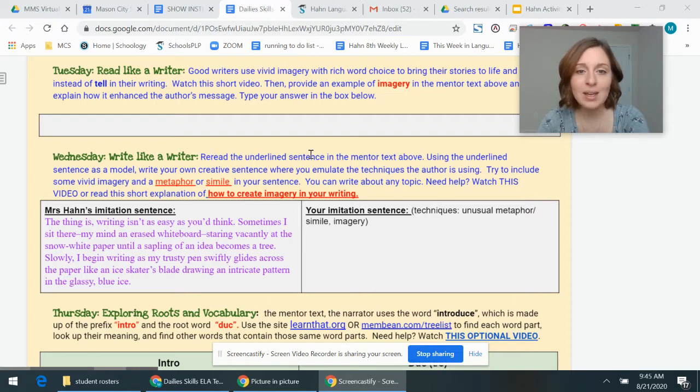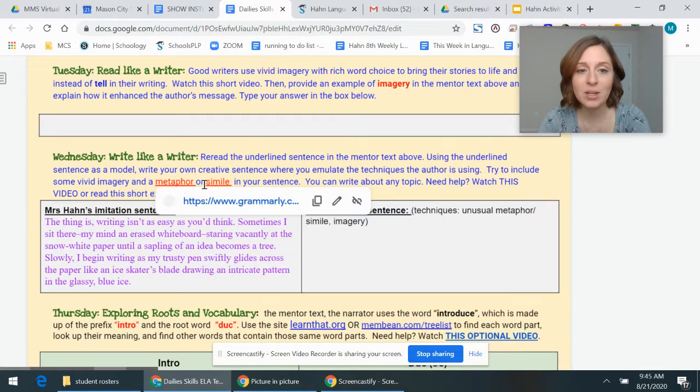It says reread the underlined sentence in the mentor text above. Using the underlined sentence as a model, write your own creative sentence where you emulate the techniques the author is using. Try to include some vivid imagery and a metaphor or simile in your sentence. You can write about any topic. If you need help, you're going to watch this video that I'm recording right here, or read this short explanation of how to create imagery in your writing.